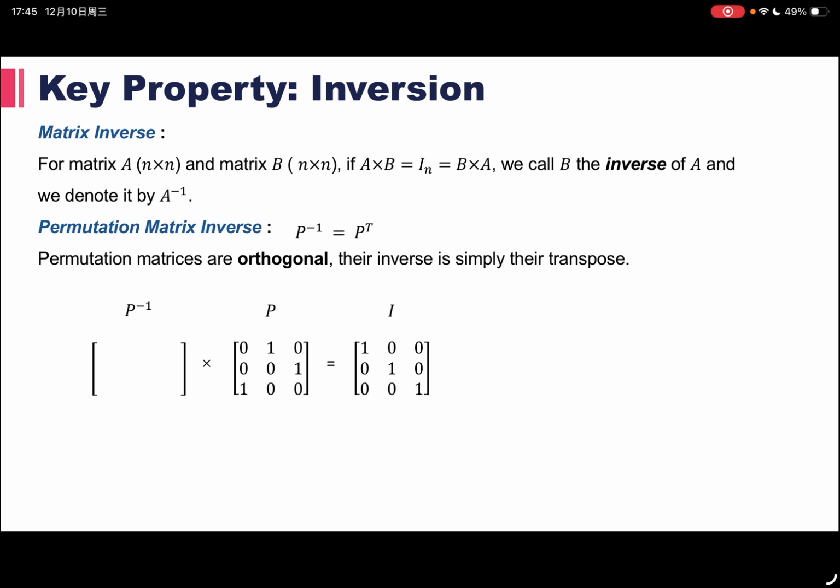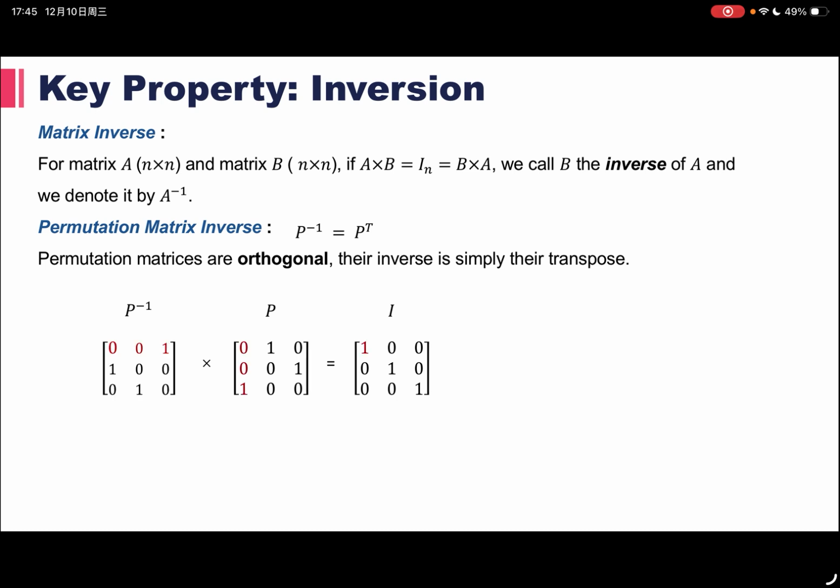And the most powerful property of permutation matrices is their inversion. Normally, calculating the inverse of a matrix is a slow and complex process, but because permutation matrices are orthogonal, their inverse is simply their transpose. To undo a shuffle, we don't need complex algorithms. We just flip the matrix along the diagonal. This is incredibly efficient. Let's verify this to see why it works.